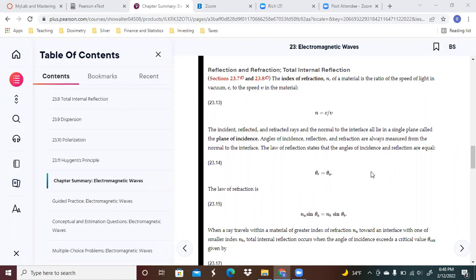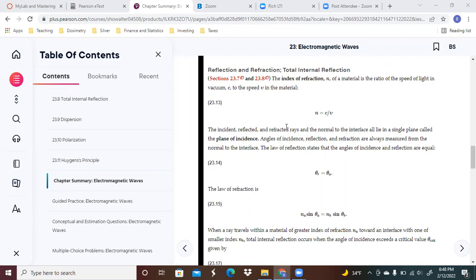So when we transfer from one medium to the next, light has this funny way of changing speed. And so how do we gauge that? The index of refraction is going to be our way to do that. It's basically a ratio of the speed of light in a vacuum to the speed v in a material.